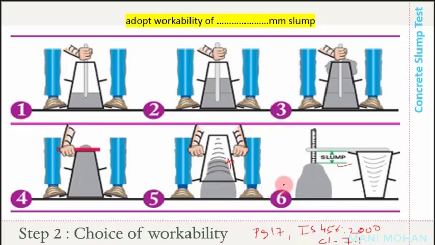For our example, we will select the workability as 60 to 70 mm slump. So whatever M20 grade concrete we are designing, we are going to adopt a workability of 60 to 70 mm slump.